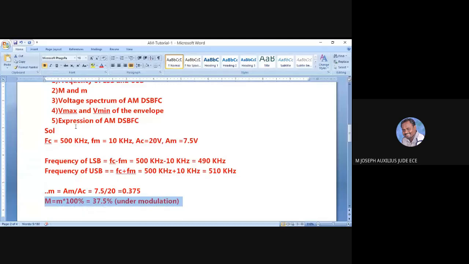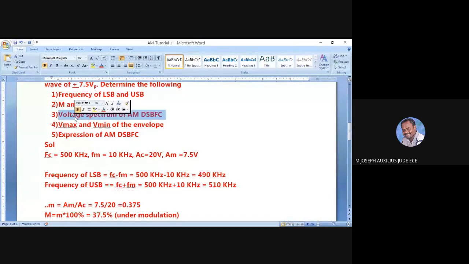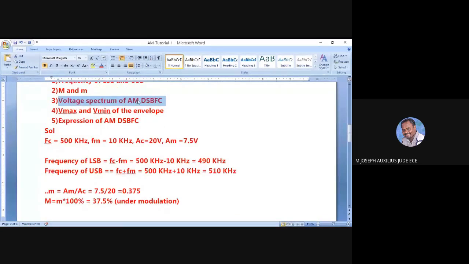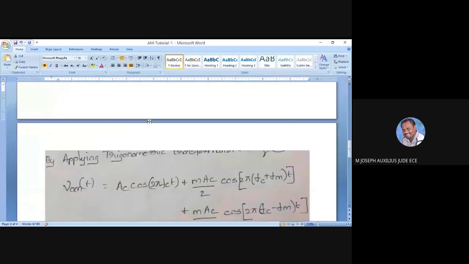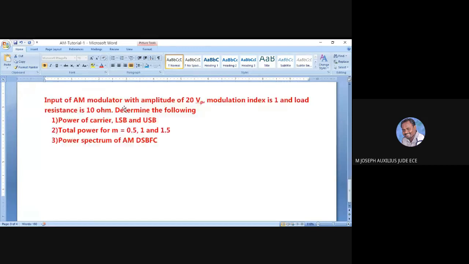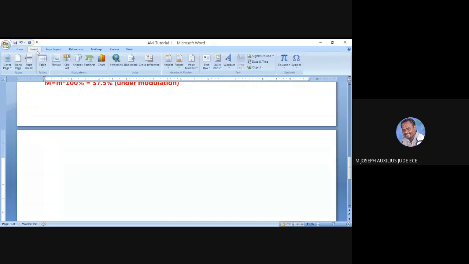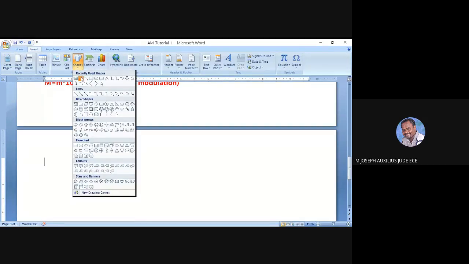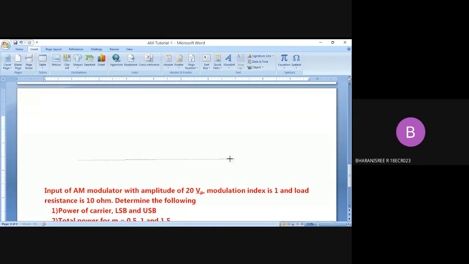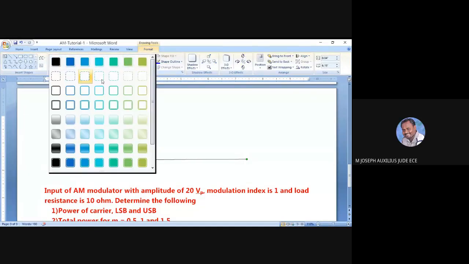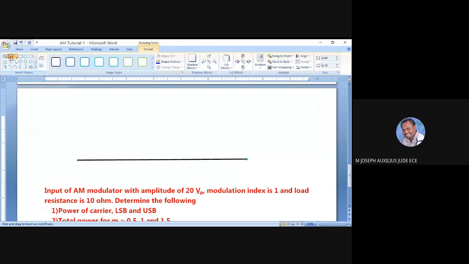What is the third solution they are asking? The voltage spectra. You are asked to sketch the voltage spectra of your AM double sideband full carrier. For sketching the voltage spectra, you require the following. So how does the voltage spectra of AM double sideband look? Let me quickly draw. This is your voltage spectra. You have a carrier.